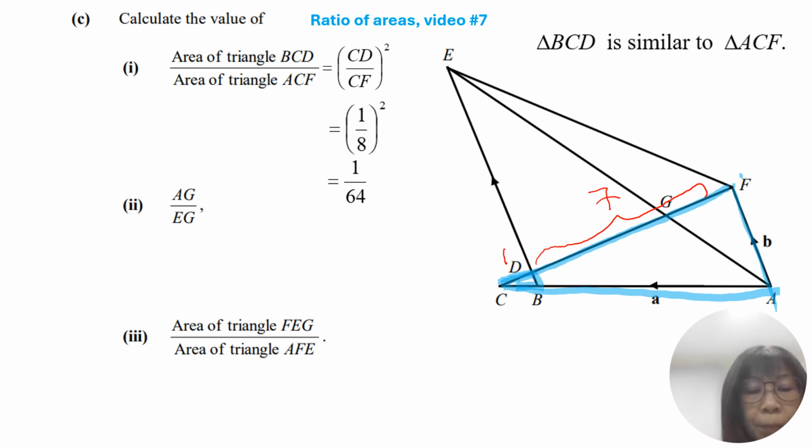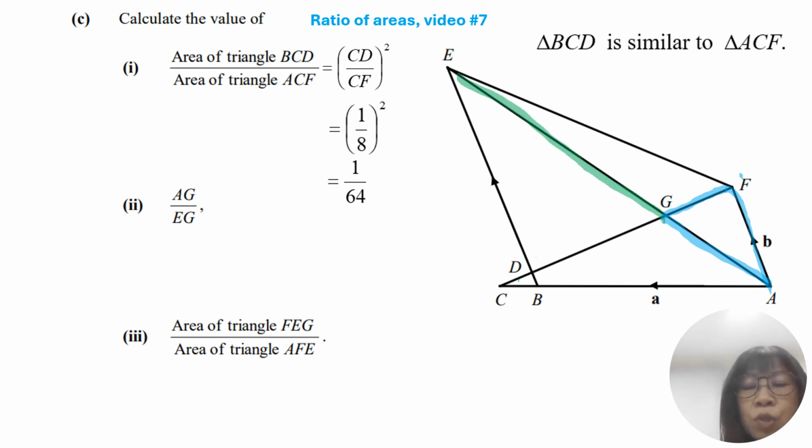Now let's look at part 2. In part 2, we want to find the ratio of AG to EG. So we take a look and we have this. Let me use a highlighter to highlight the triangle. I have AG here, and AG involves this triangle. Then if we take a look at EG, EG is this one here.